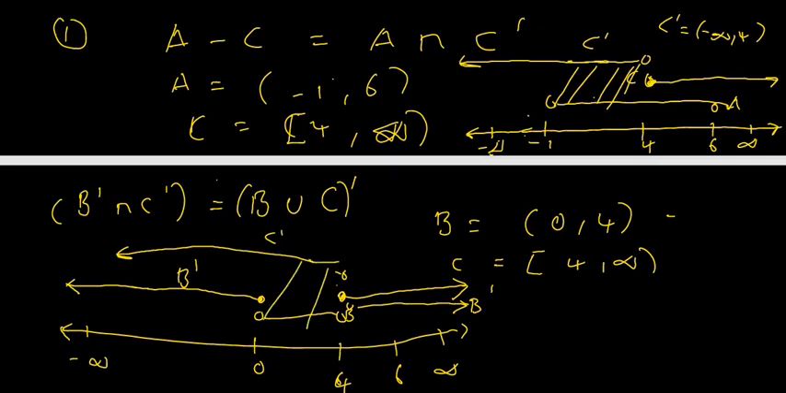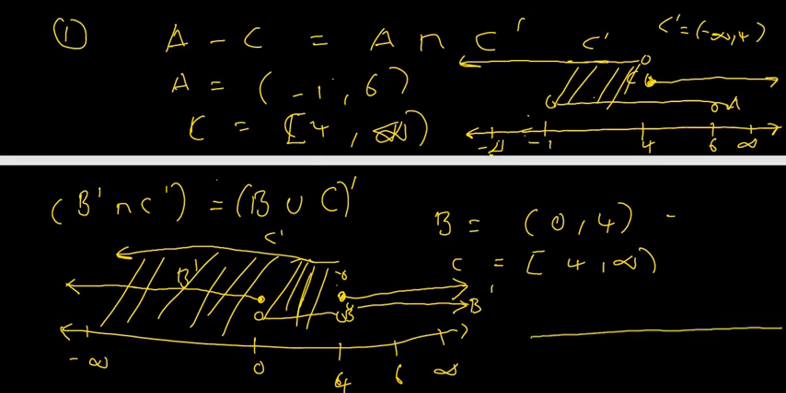This is where the union of these two sets, like this. Let me just write it clear here, where you have negative infinity, infinity there, then there is 0, 4, and 6. So 0 to 4, like that. This is our B. Then our C, it is from 4 all the way to infinity.